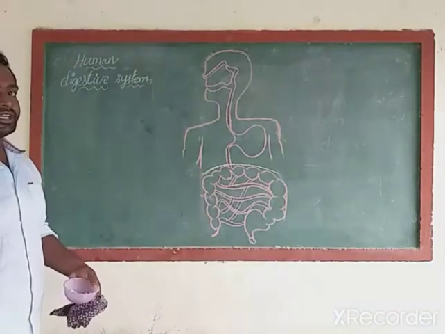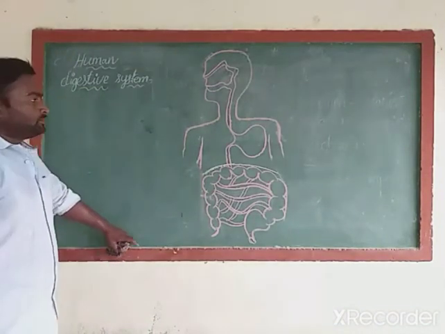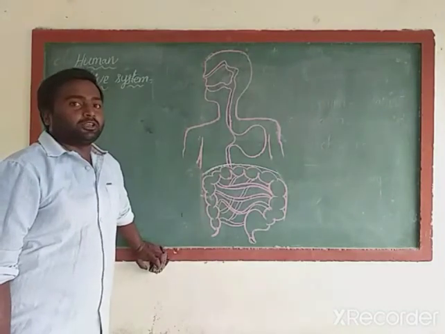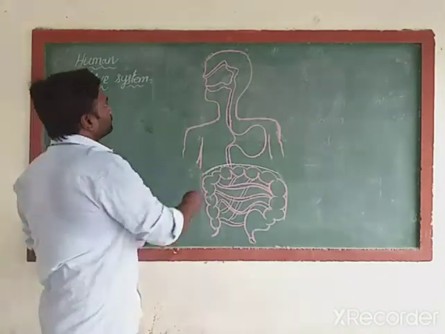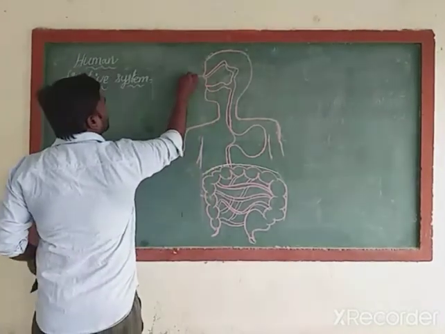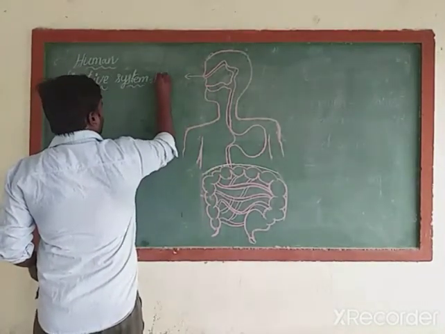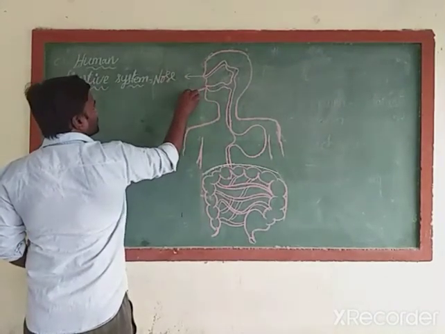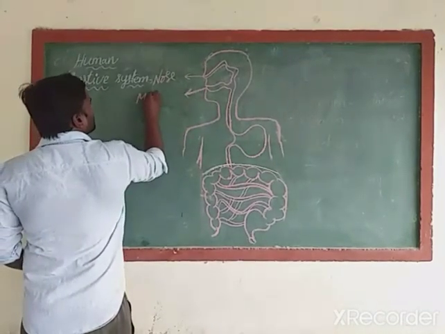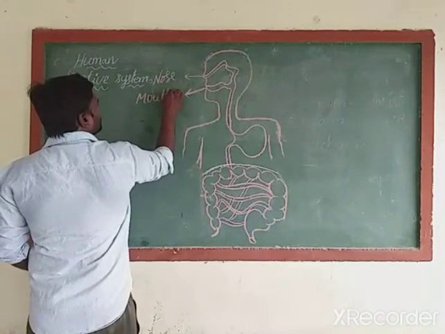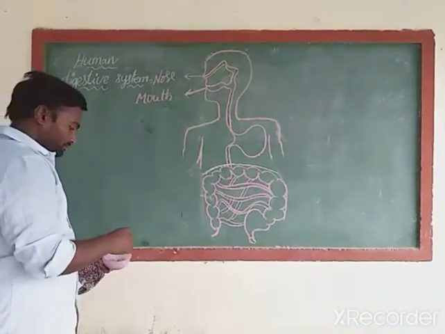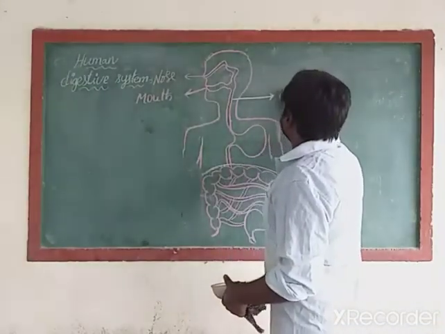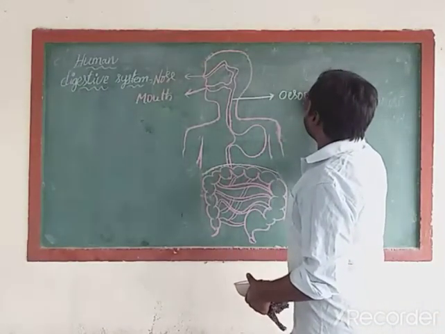Okay, now the diagram is completed. Now I'm going to label the parts. This is nose. This is mouth. Okay. Next, this part is esophagus.